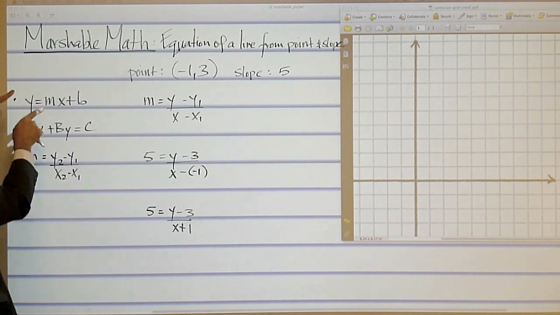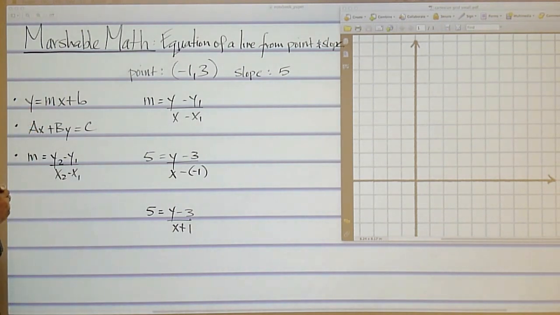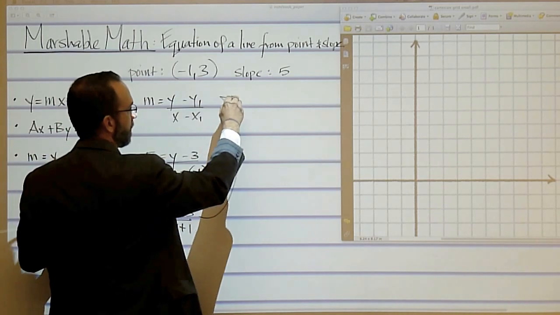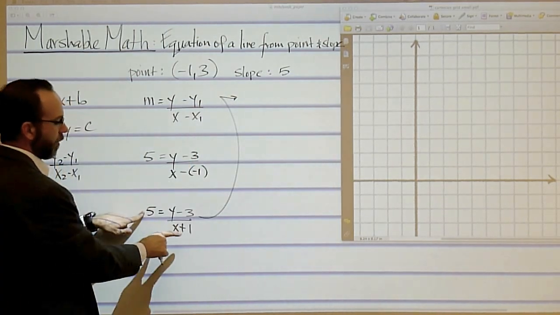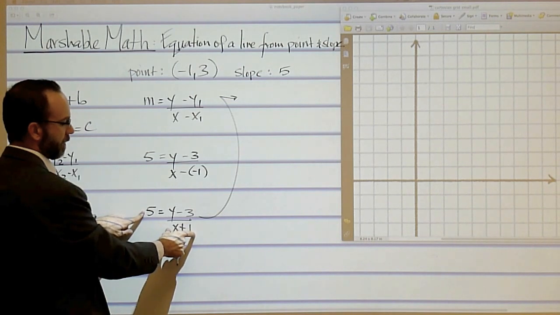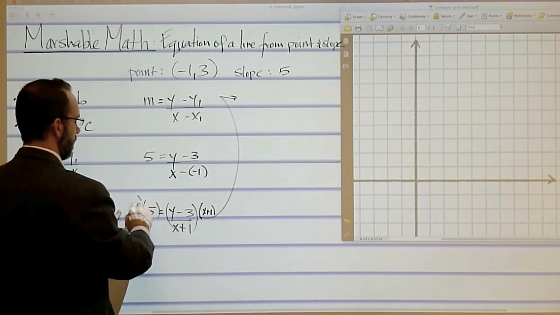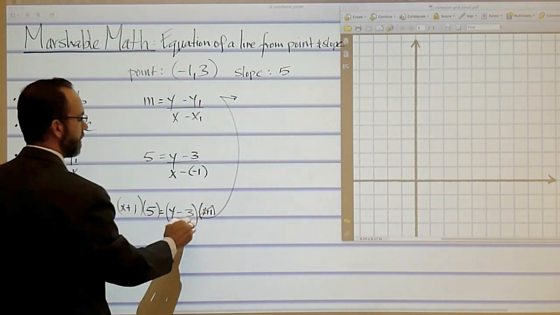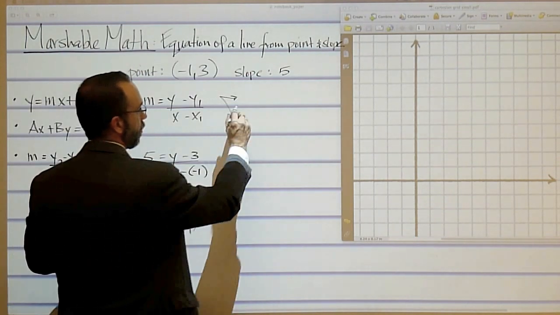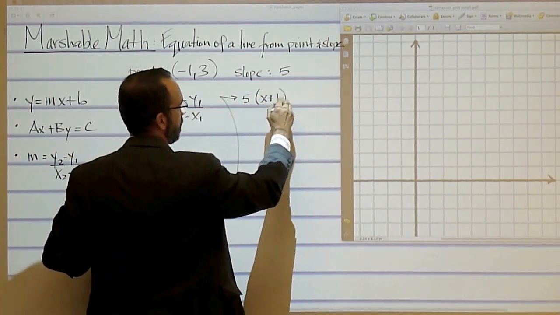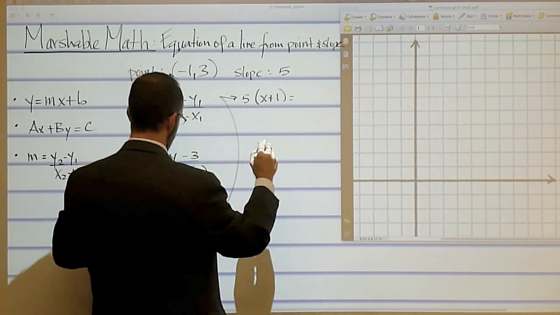And now I've got to decide which one of these forms I want to use. Let me start with this one first. This is probably the one that gets used the most, the slope-intercept form. I'm kind of out of room here on the bottom, so let me come up to the top. If I multiply both sides by x plus 1, this is going to cancel, and what I would get is 5 times x plus 1 is equal to y minus 3.